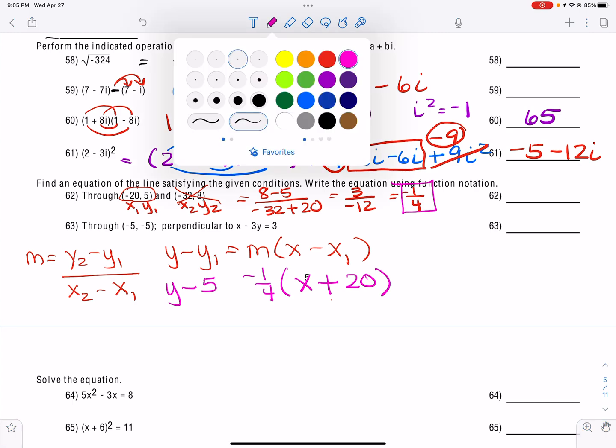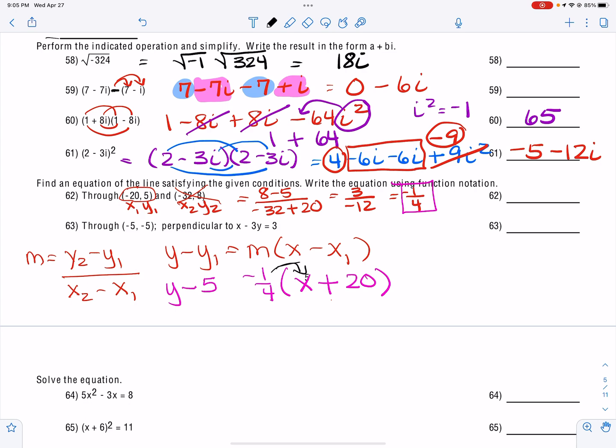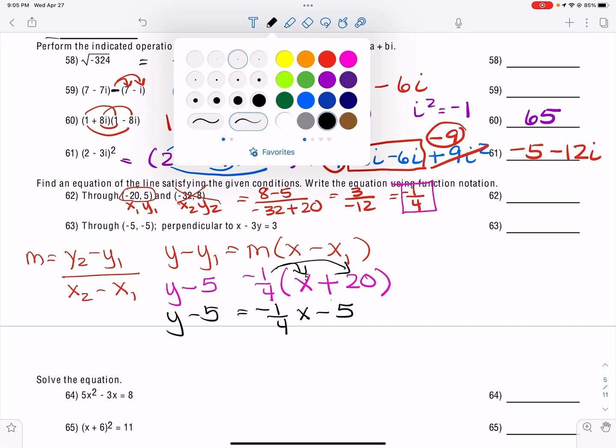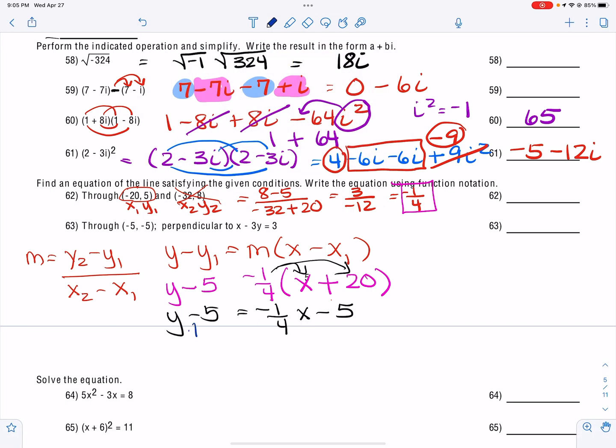Then I have to distribute. And so y minus 5 is negative 1/4 x, and negative 1/4 times positive 20 is negative 5. And then last but not least, I am going to move over this 5, and so I get y equals negative 1/4 x plus 0.